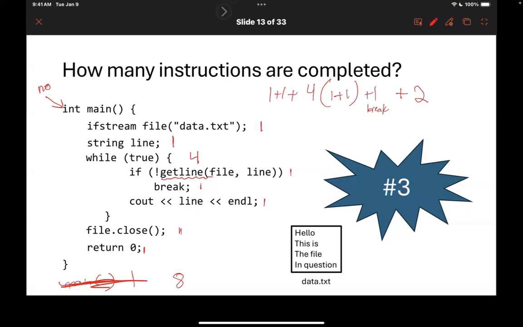And so that is 2 plus 4 times 2, which is 8, plus 3. This is the time. And so 10 plus 3 is 13. So it's not 8. Is that clear?